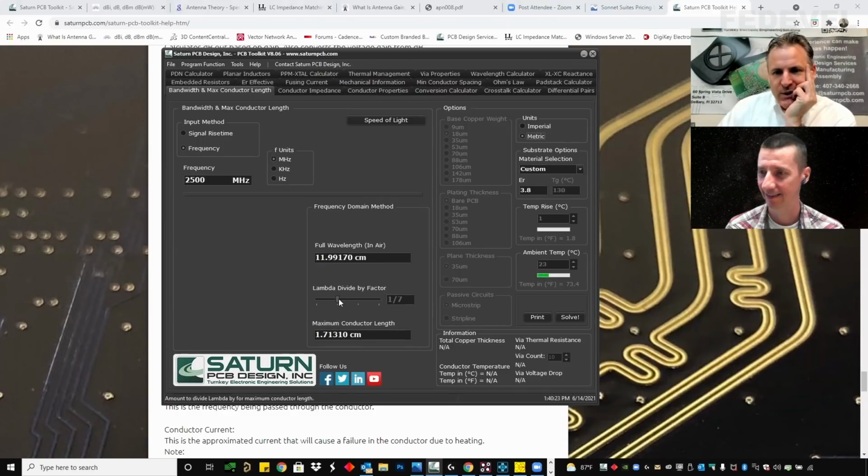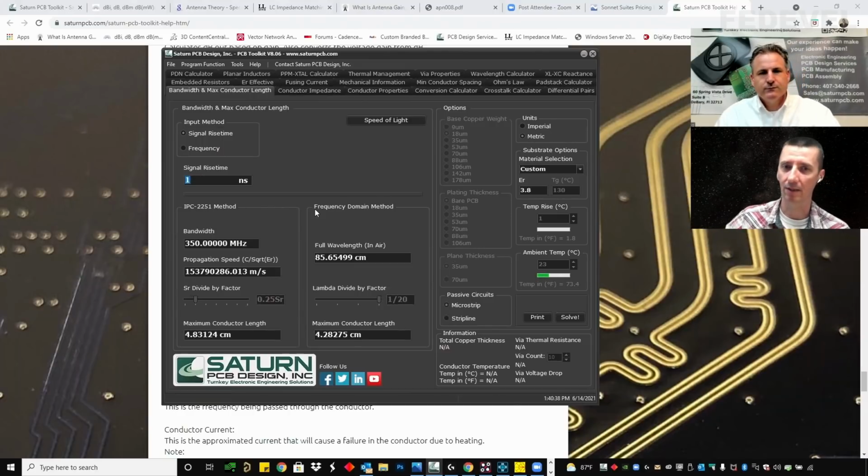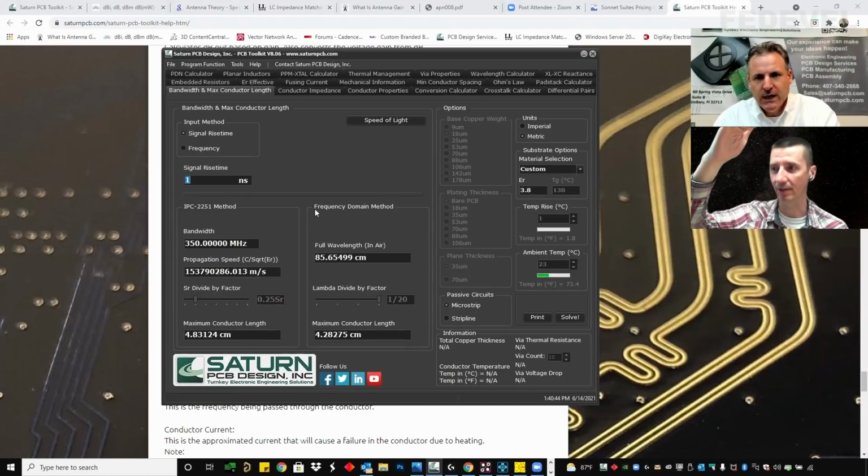I put this in here because some people like to go out to 1/20th. I've heard some engineers like to use 1/20th, however you want to use it. And then you can also base it off signal rise time, which would be the time between 10% up to 90% of a rising or falling edge. Correct. And that's in the 2251.